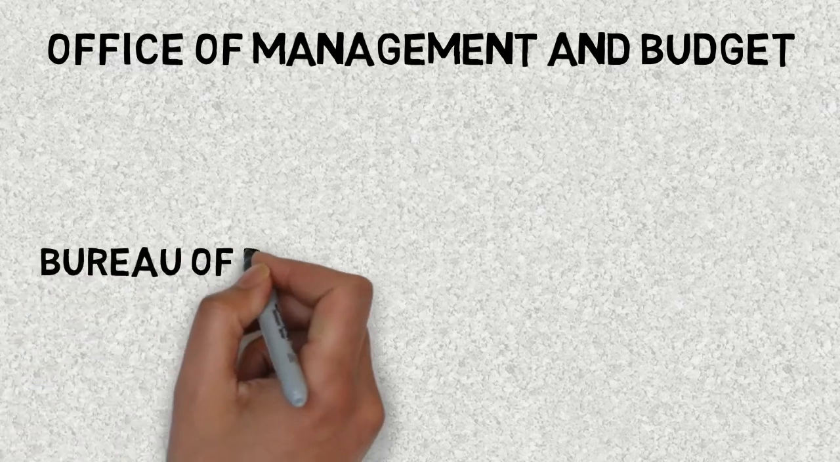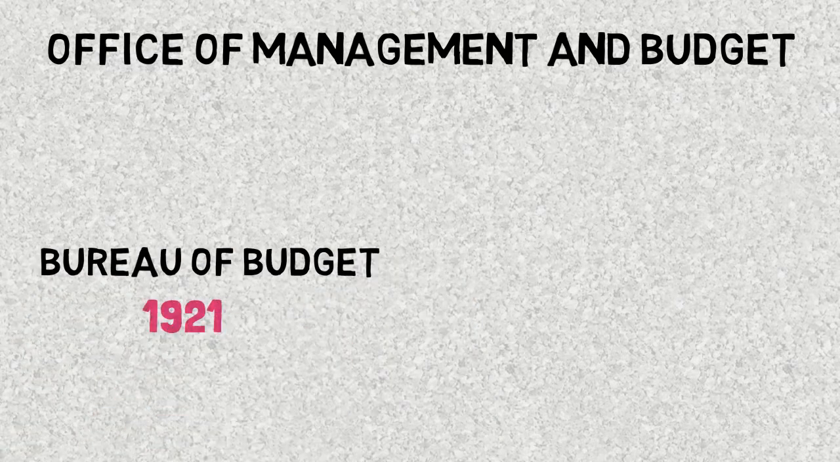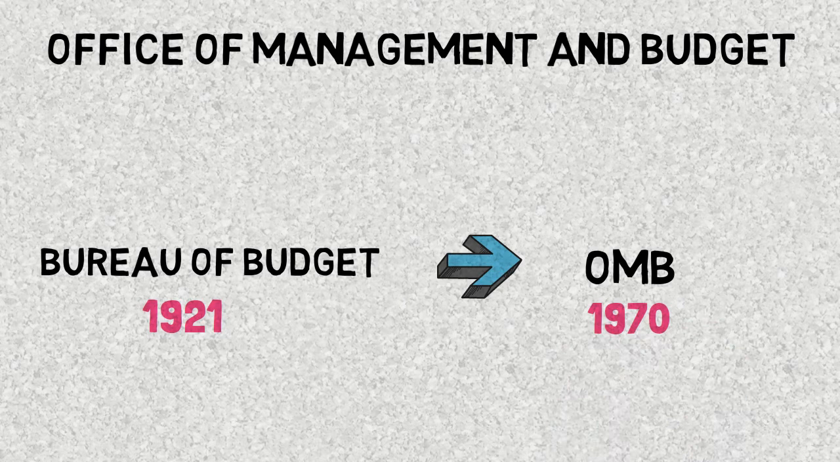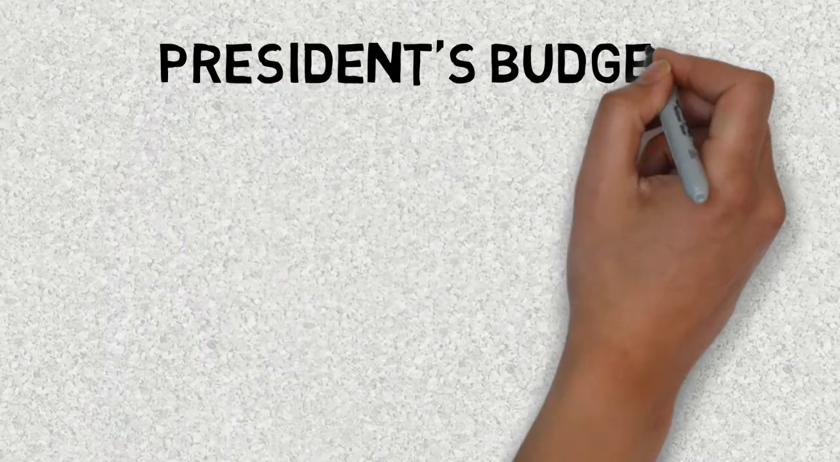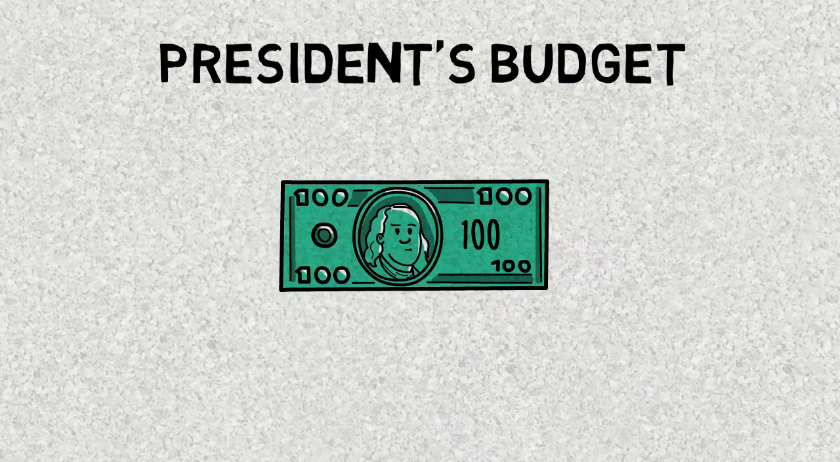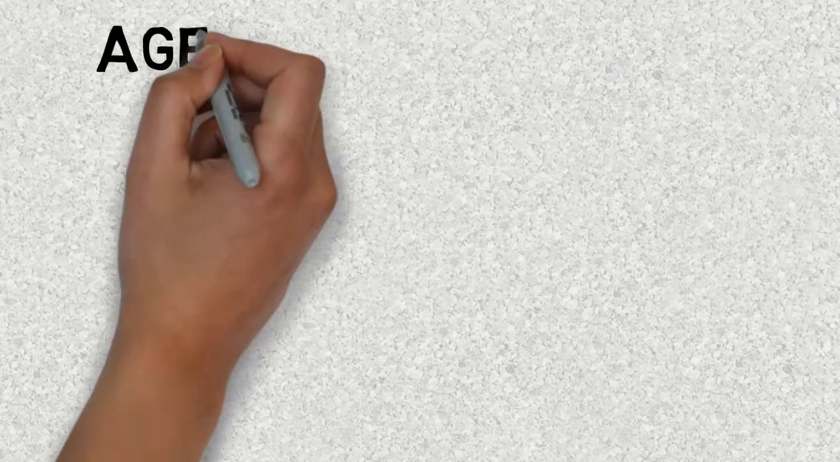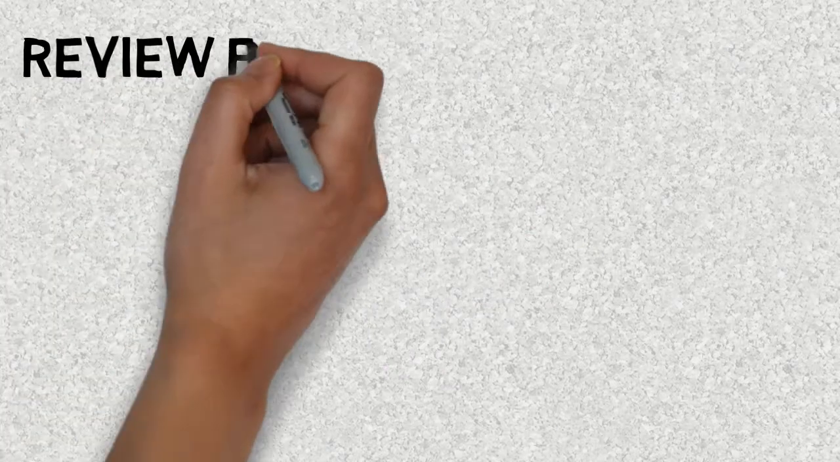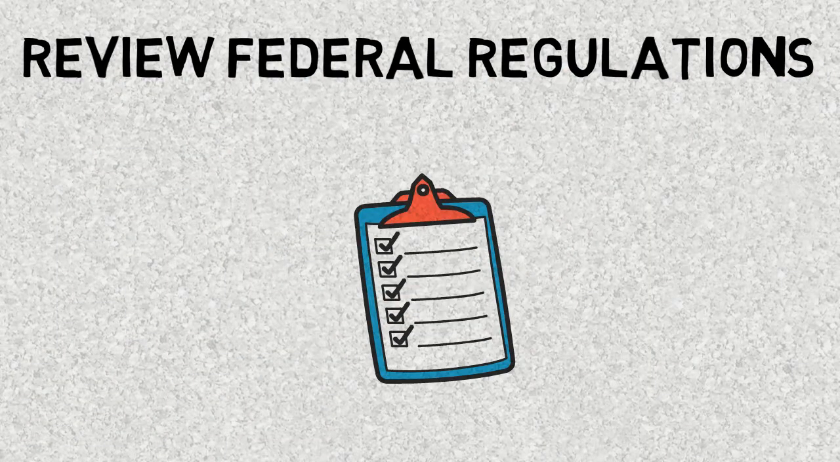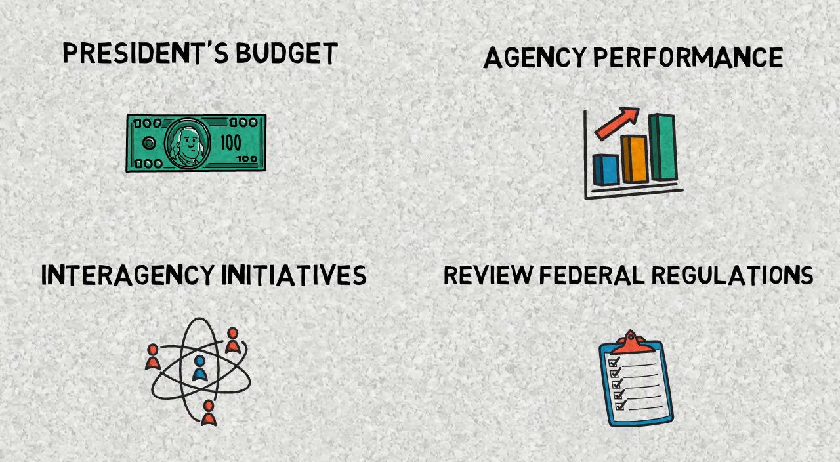OMB was originally created as the Bureau of Budget in 1921 and later reorganized as OMB in 1970. This small but important office is responsible for assisting the President in carrying out various important tasks. OMB's mission is to produce the President's budget, manage and oversee agency performance, coordinate interagency initiatives, and review significant federal regulations. More than just that, agencies often turn to OMB for guidance on a variety of topics.